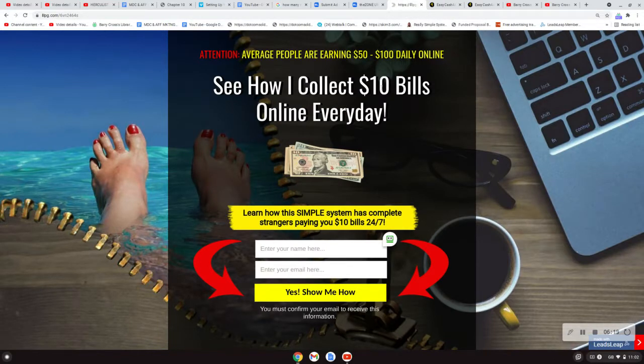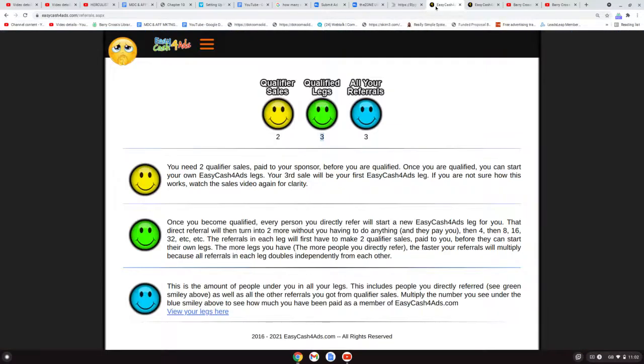$10 bills online every day. But you've got to put the foundations in place with Easy Cash for Ads, like a lot of other systems. So don't just think of today, think of the future. Put systems in place like autoresponders, compensation plans with pass ups and leverage, that are going to build and serve you well and earn you more commissions in the future.